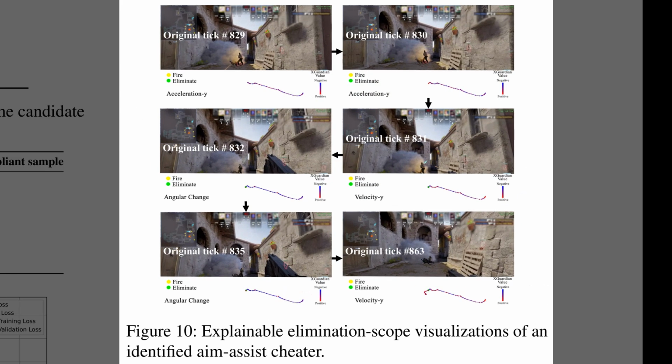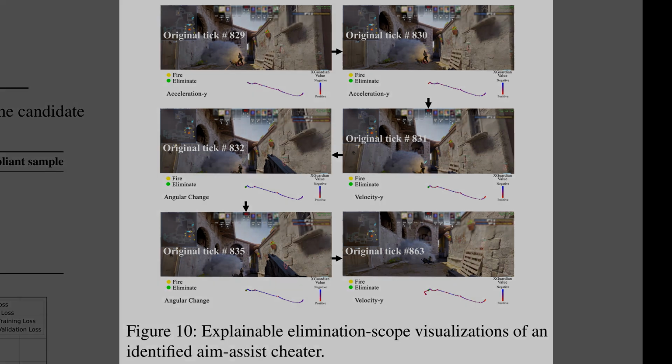Well, moving from statistics to visual proof, Figure 10 presents a frame-by-frame breakdown of a detected aim assist incident. The panels track a sequence of game ticks, proceeding from top left to bottom right. For each moment, the system plots the crosshair trajectory at the bottom and identifies the specific metric driving the decision, such as angular change. Crucially, the vertical bars on the right of each frame visualize the Shapley value, which indicates exactly how strongly that specific instant contributed to the cheating verdict.